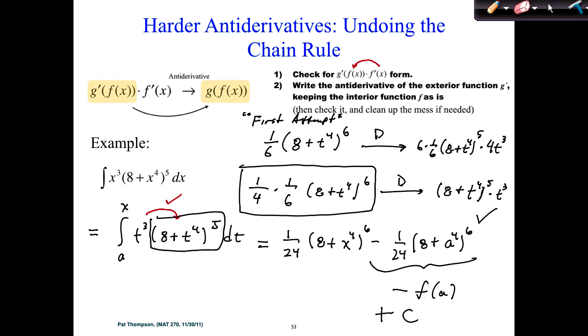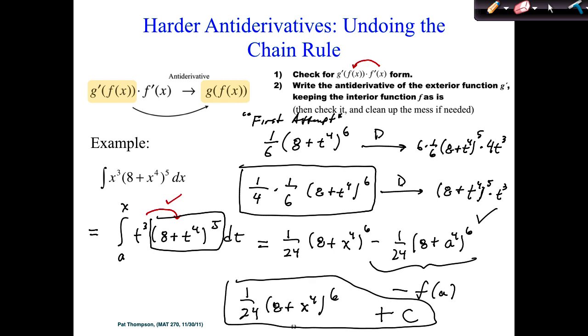So then we can write 1 over 24, x to the 4th to the 6th, plus C, it's referring to a constant, and that constant is our minus f of a from the fundamental theorem. So that's what the plus C means. It's just easier to write than writing the whole thing again with a plugged in. Okay, anybody have a question? Okay, let's try another example.